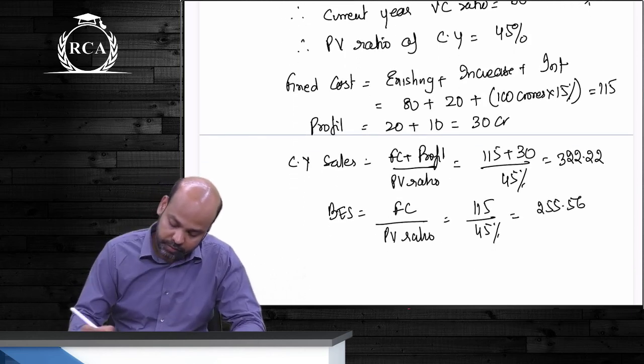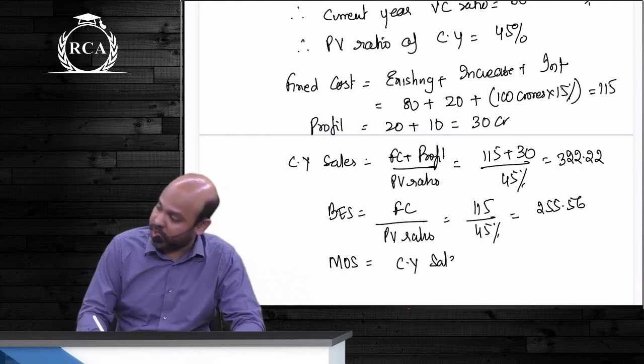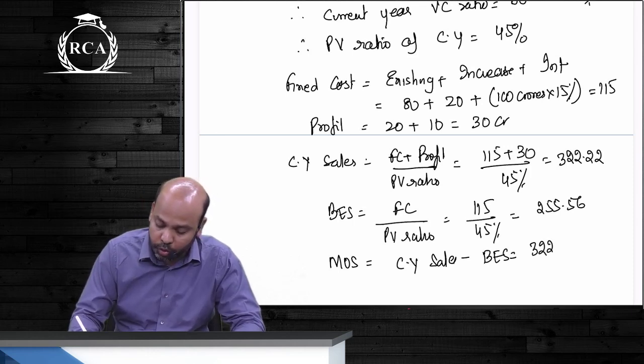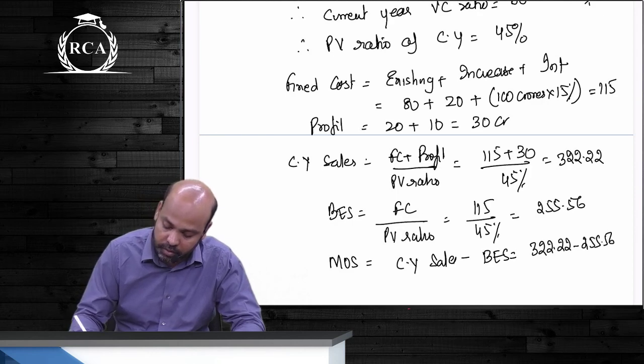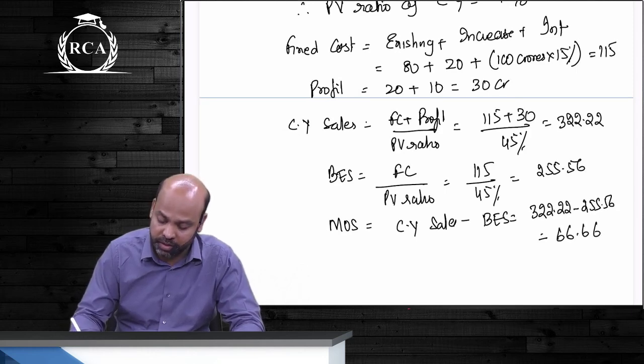255.56. Margin of safety, guys. Current year sales minus break even sales. 322.22 minus 255.56, 66.66.